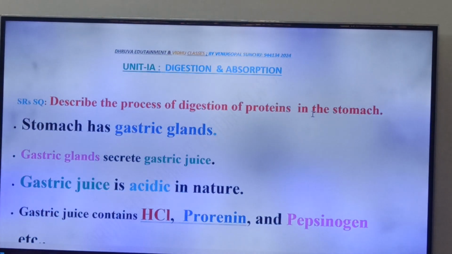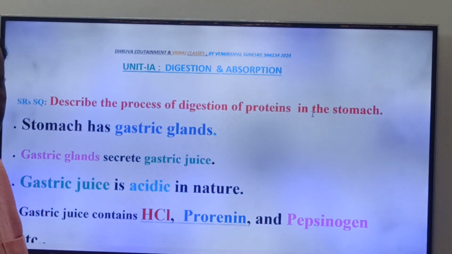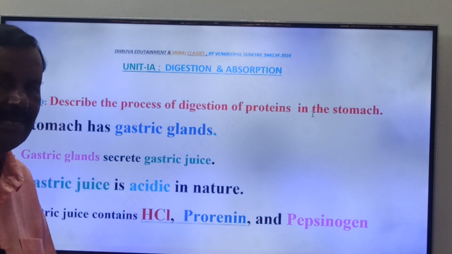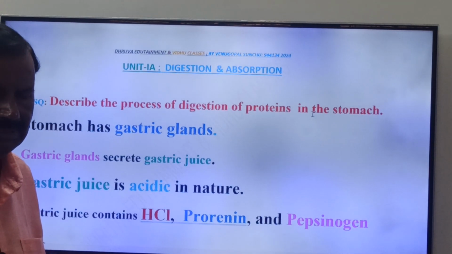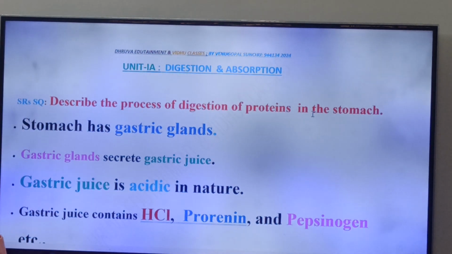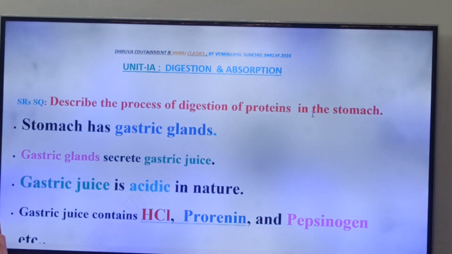Stomach is a part of the alimentary canal. It has gastric glands. These gastric glands secrete gastric juice. Gastric juice is acidic in nature. This gastric juice has prorenin, pepsinogen, HCl, bicarbonates and castle's intrinsic factor. But here you have to concentrate only on the digestion of proteins in the stomach.